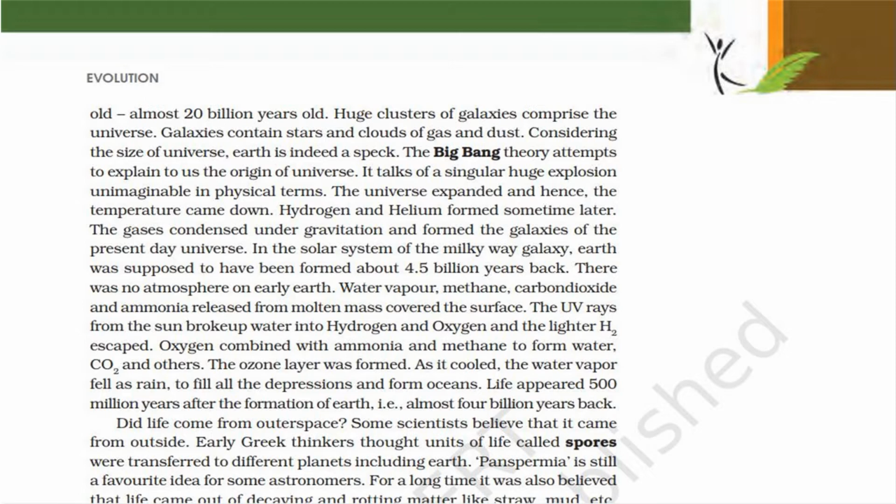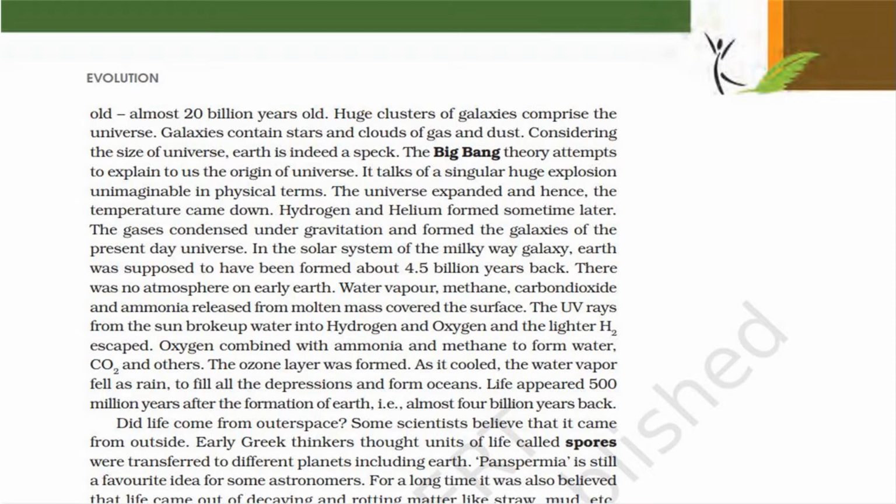In the solar system of the Milky Way galaxy, Earth was supposed to have been formed about 4.5 billion years back. There was no atmosphere on early Earth. Water vapor, methane, carbon dioxide and ammonia released from molten mass covered the surface. The UV rays from the sun broke up water into hydrogen and oxygen and the lighter H2 escaped. Oxygen combined with ammonia and methane to form water, CO2 and others. The ozone layer was formed.